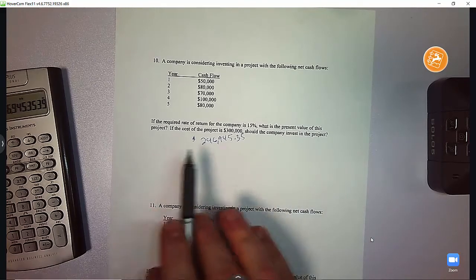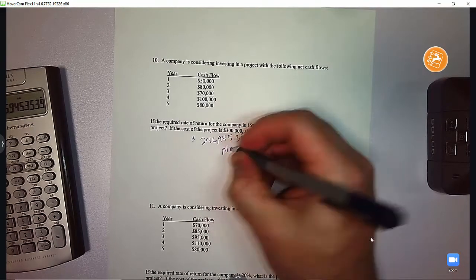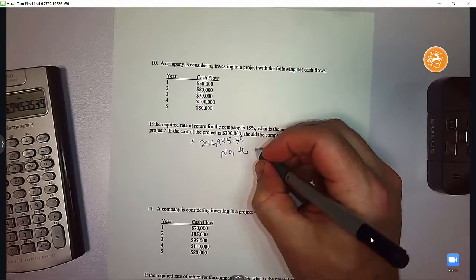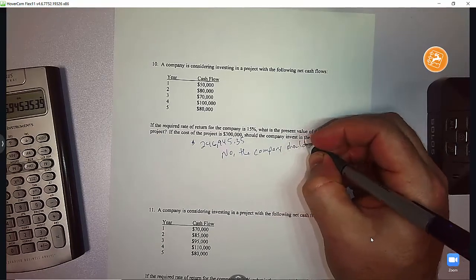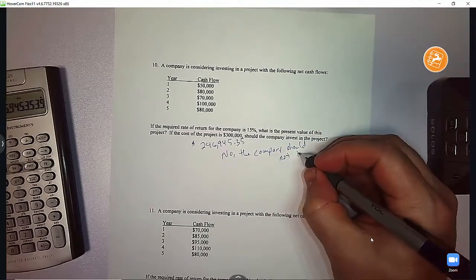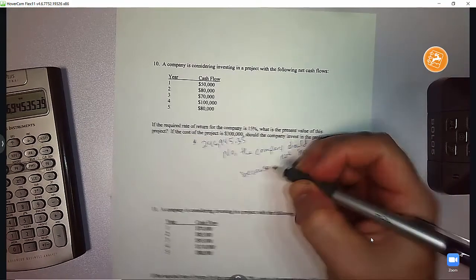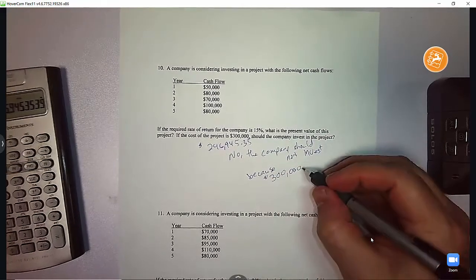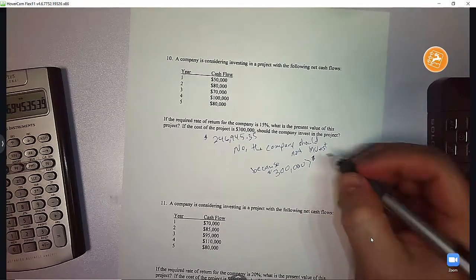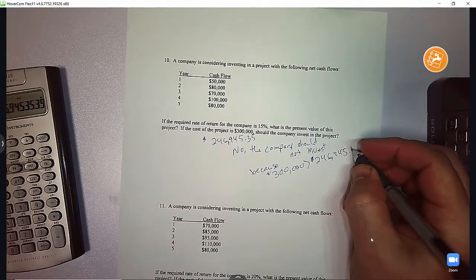If it invests any more than that, it's not going to get its 15% return. So the question says, if the cost of the project is $300,000, should the company invest in the project? And the answer is no. Because 300,000 is greater than the value of that project today at 246,945 and 35 cents.